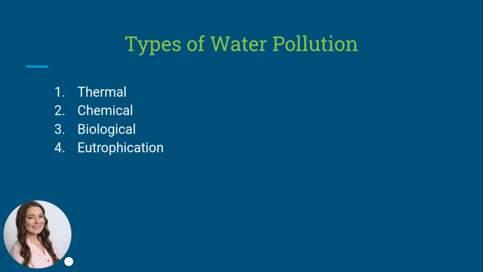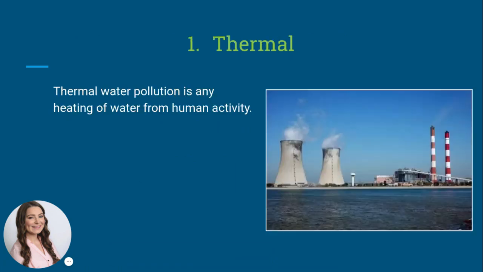There are 4 different types of water pollution we will be discussing in class. Each could be caused by a point source or non-point source. Of course, there are more, but these are ones that we will be discussing in class. Thermal, chemical, biological, and eutrophication.